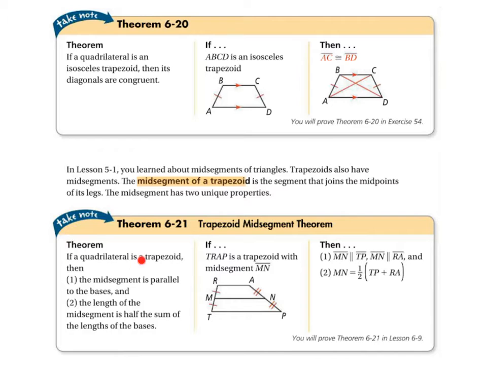But if the quadrilateral is a trapezoid, then the midsegment is parallel to the bases, and the length of the midsegment is half of the sum of the lengths of the bases. So if you wanted to know what the length of MN was, you would add the lengths of the two bases together, and we would divide by 2, and we would find that length.